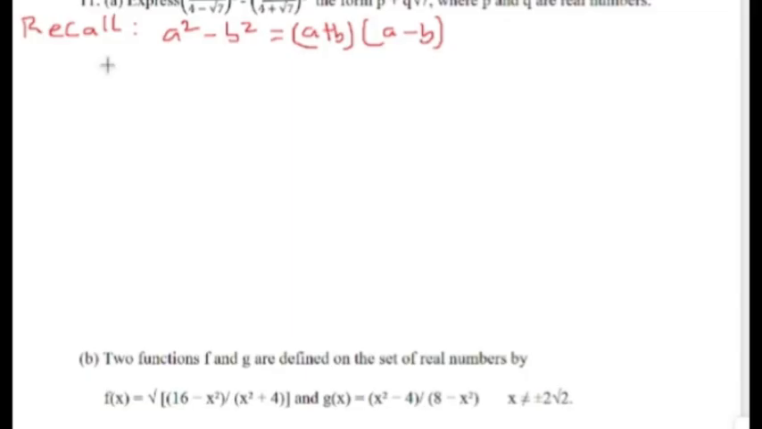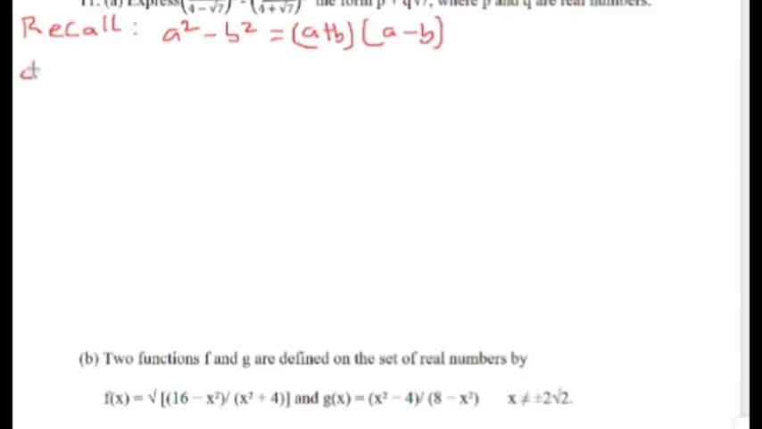Question 11a, express (4 plus root 7 over 4 minus root 7) squared minus (4 minus root 7 over 4 plus root 7) squared in the form p plus q root 7, where p and q are real numbers. So we must be observant. This is squared, this is squared, so this is a difference of 2 squares. Now we'll recall that for difference of 2 squares, a square minus b square is the same thing as a plus b, a minus b. Now this is the idea that we're going to use.